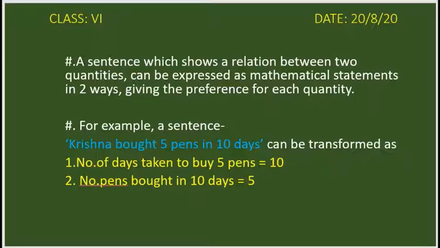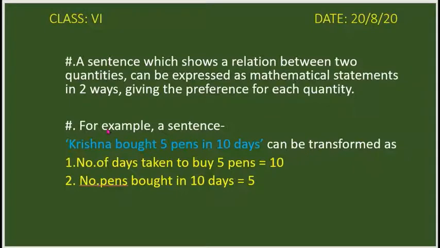Okay, children, before continuing to solve our worksheet problems, you need to know this. A sentence which shows a relation between two quantities can be expressed as mathematical statements in two ways, giving the preference to each quantity. Every sentence which shows a relation between two quantities can be expressed in two ways. An example is given here.